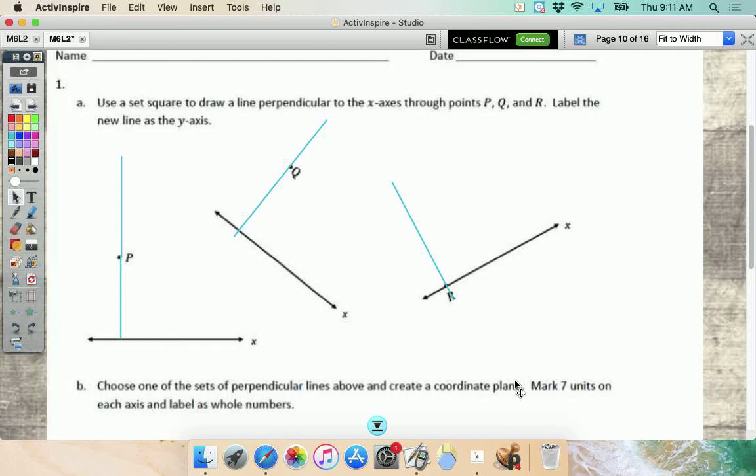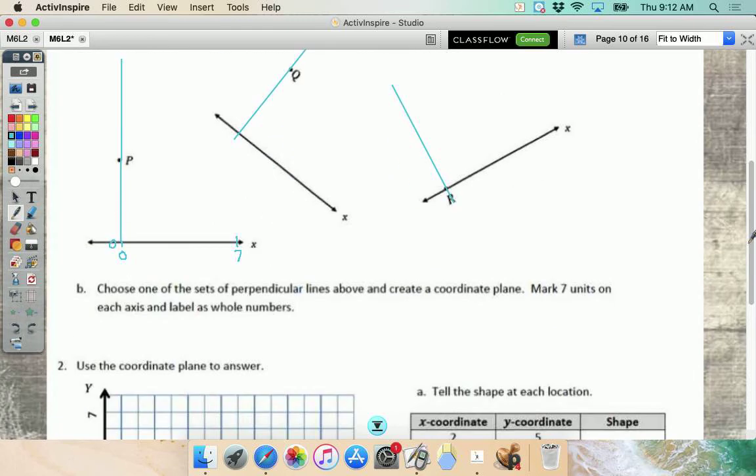Yeah. Okay. Now it says, choose one of the sets of perpendicular lines above and create a coordinate plane. Mark 7 units on each axis and label as whole numbers. Okay, so I'm going to choose this one. It will be easiest for me to write on, okay? So first of all, what goes here? 0. Okay, and my end over here is going to be 7. So how many tick marks would that be, boys and girls? 6. Okay, so we'll have 6 tick marks between.